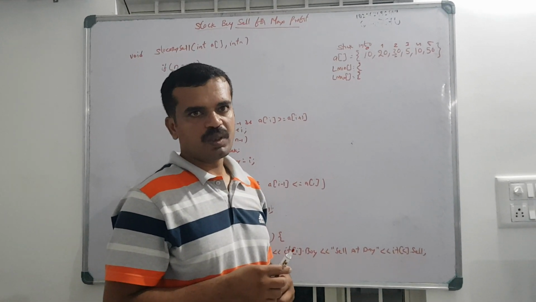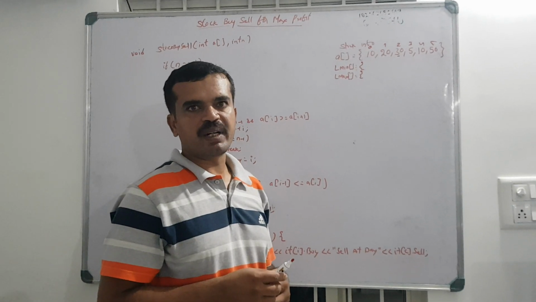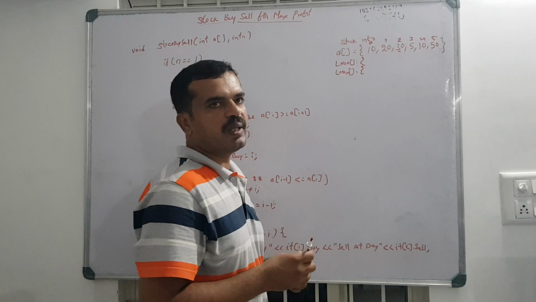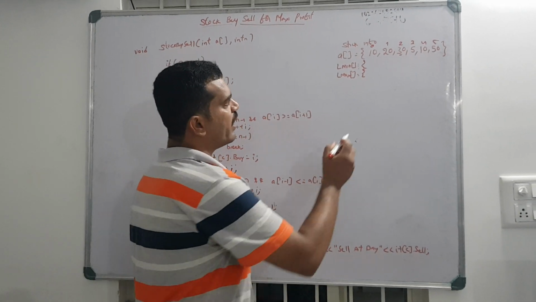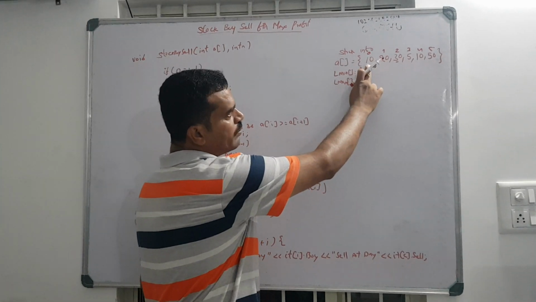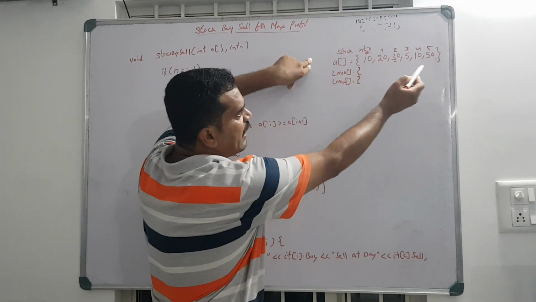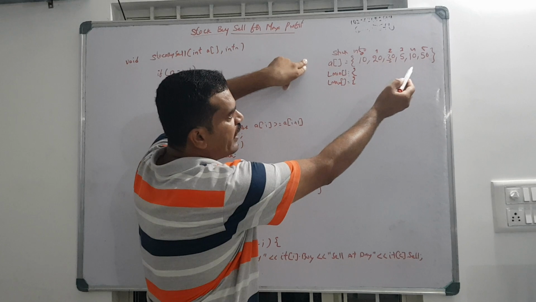and local maximum. Local minimum is nothing but when to buy. Local maximum is nothing but when to sell. So let us find how we can find the local minimum here. So take the input price. Current given input is 10, 20, 30, 5, 10, 50.